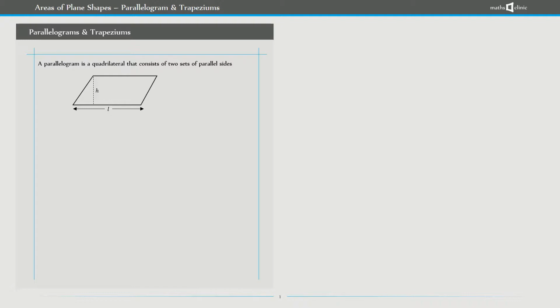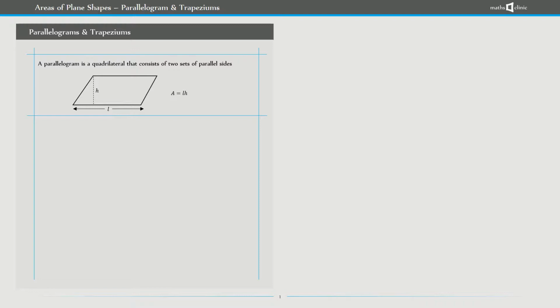You do not multiply by the slant height. You need to be very careful about that. You multiply by the vertical height h, the perpendicular height h. And that is it for parallelogram. There really isn't much to it. You have the area as length times height. Okay, let's move on. Now let's talk about trapeziums.